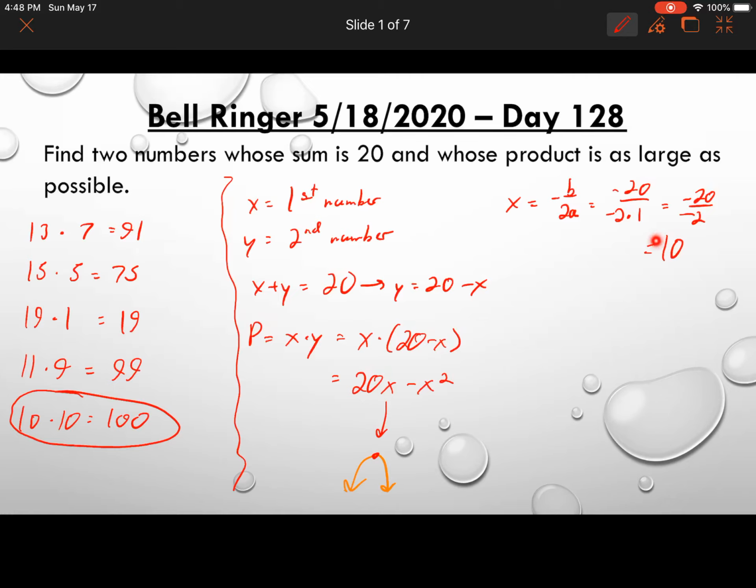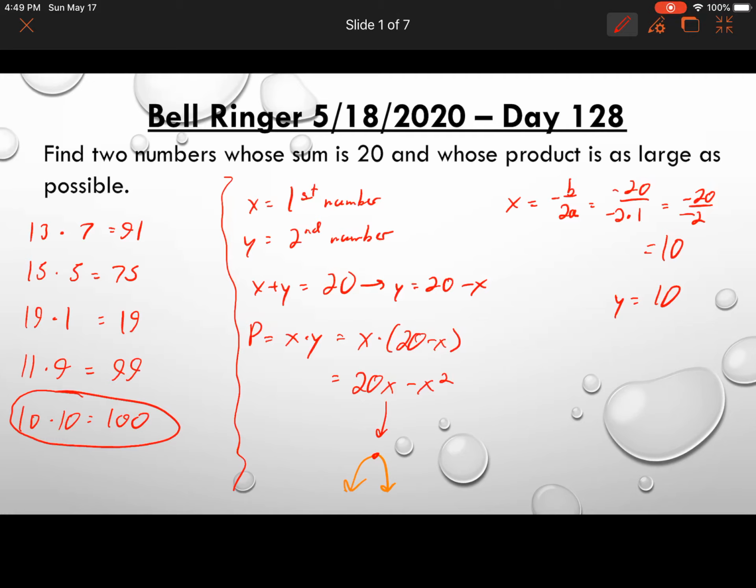Since our first number is 10, that means our second number, since they have to add up to 20, would also have to be 10, right? Because if x is the first number, and these two numbers have to add up to 20, the second number would have to be 10.